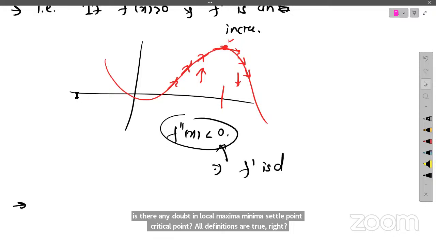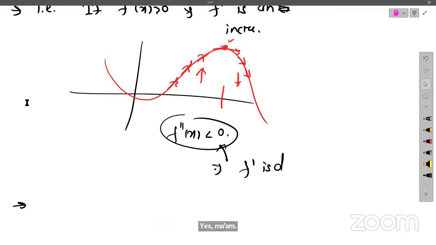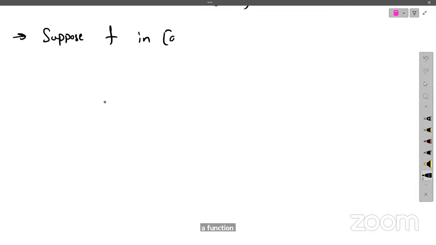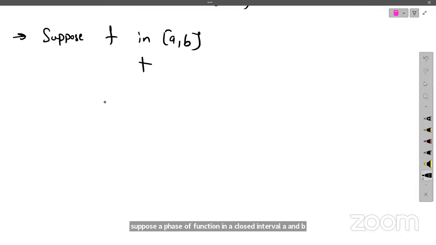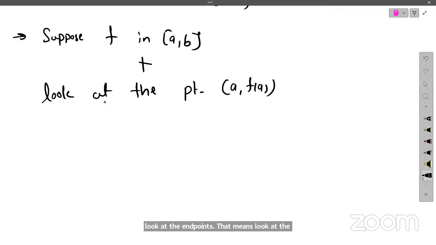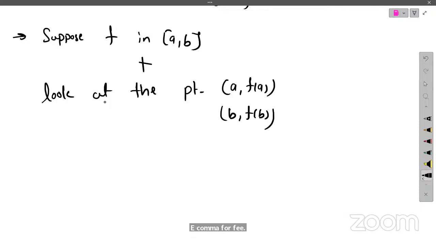Okay. So now same thing we can do with the closed interval. If we have a function defined in a closed interval, then also we can apply the same result to find out the critical point and to find out the local maxima and minima. But in a closed interval, what happens? Suppose f is a function in a closed interval a and b. Then one additional task you have to do, that you have to also look at the endpoints. That means look at the points (a, f(a)) and (b, f(b)) also. It is possible that these points could be the local maxima.